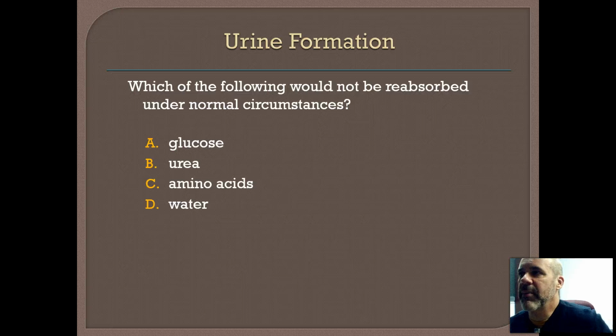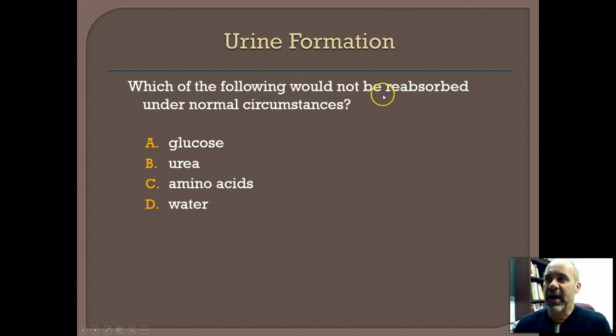Which of the following would not be reabsorbed under normal circumstances? So something you just need to keep in mind, again, I know the terminology can be a little bit difficult. We reabsorb the good stuff, we secrete and excrete the bad stuff when it comes to urine formation. Or secretion can also be used to control pH as well, as we'll talk about a little bit later. All right, but which of the following would you not want to reabsorb?